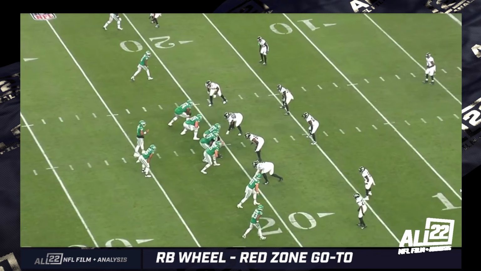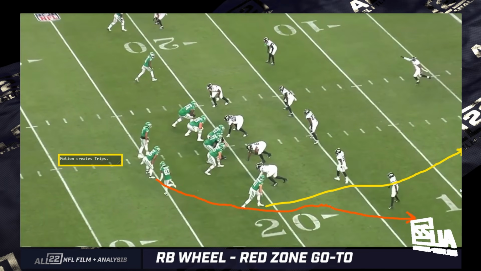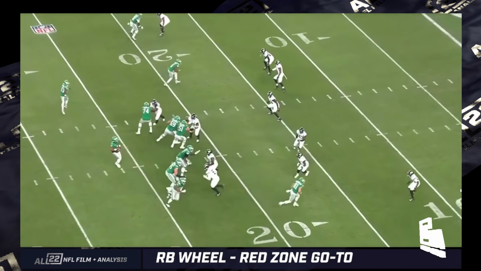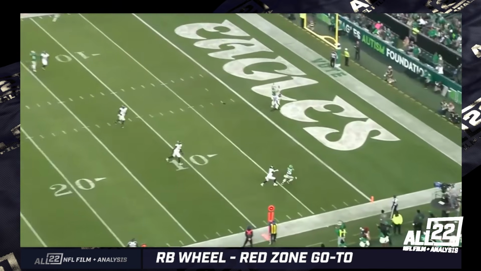So here is our first iteration of it. You can see it's a 2-by-2 set with Saquon Barkley lined up in the backfield to the boundary, so to the short side of the field. And so there's the two routes that are going to emanate once the ball is snapped. Now, the motion has created trips whereby this receiver is becoming the third receiver to the field, and the Eagles have manipulated the defense to get a matchup they wanted. Saquon Barkley one-on-one into the boundary.